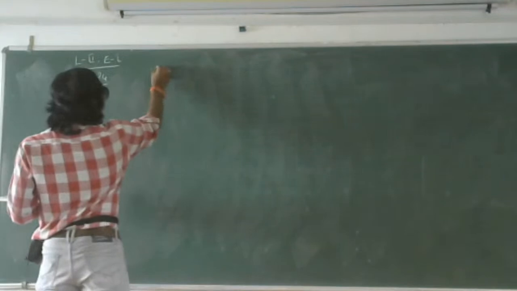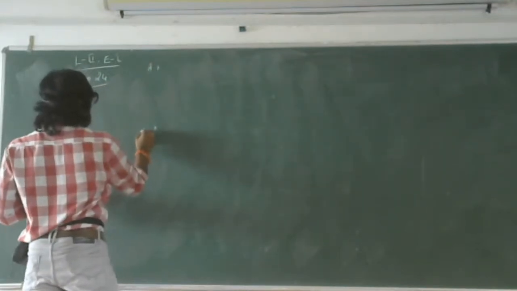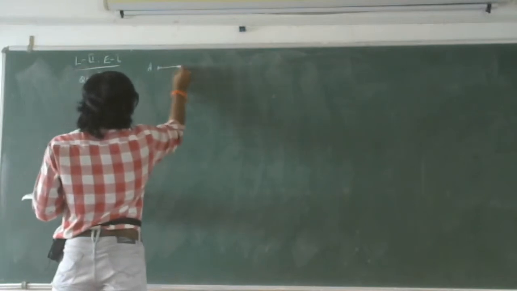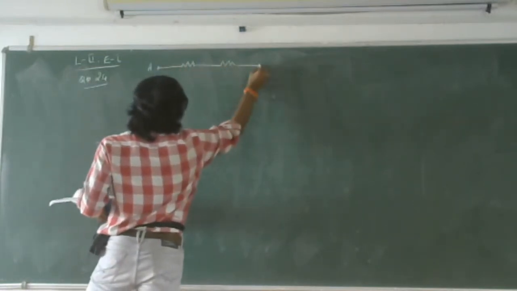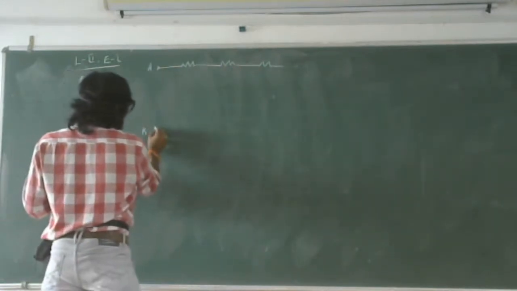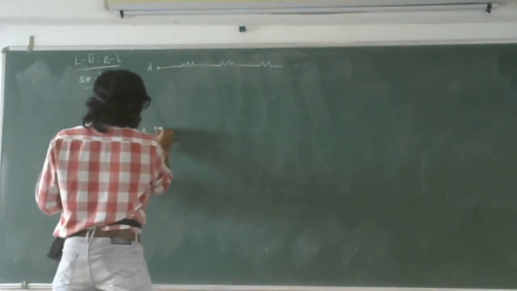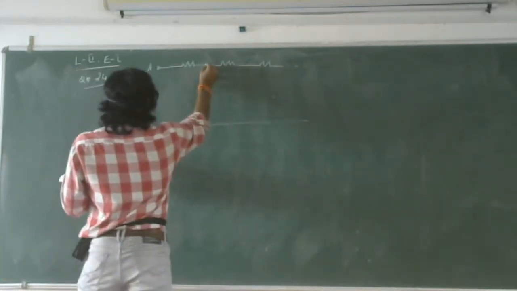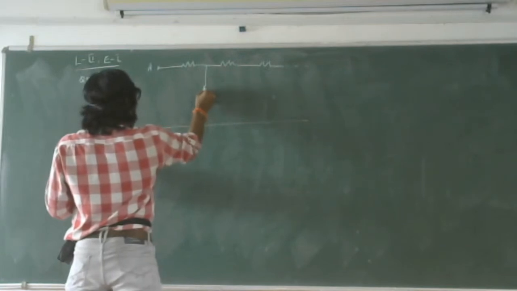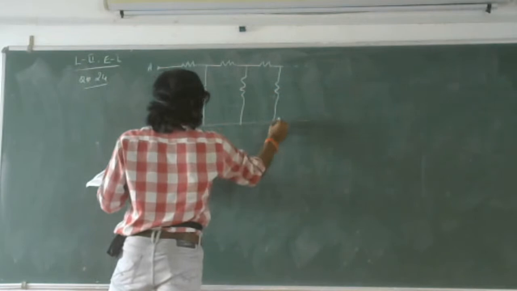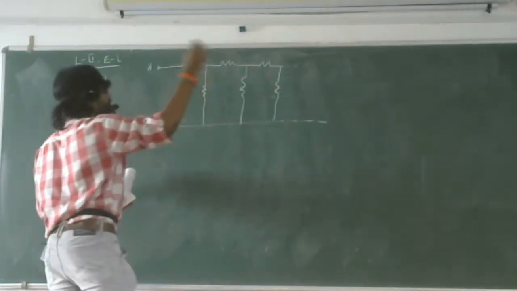So here a point A is given, here a point B is given. Between these, the resistors are connected as shown in figure, like this, and these are going up to infinity. And here at this junction, from this point, there is no resistor connected. And here again identical resistors are connected like this, and it is going up to infinity.